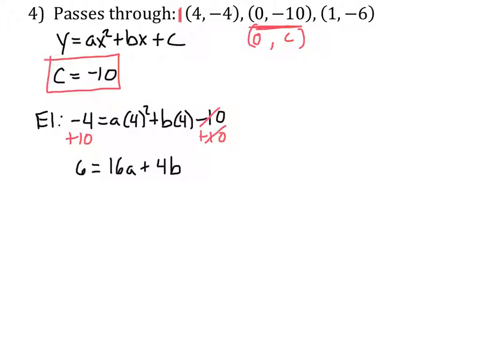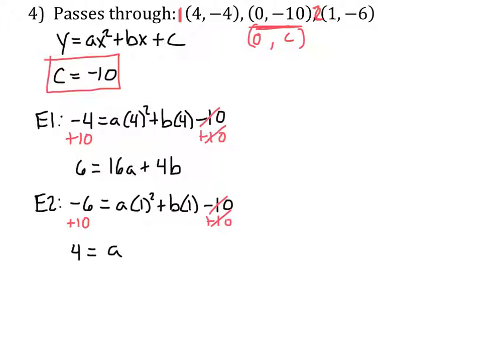All right, well I need to go through and write equation 2. So I'm going to use that second point that I haven't used yet. So I have negative 6 equals a times 1 squared plus b times 1 minus 10. Where am I getting that minus 10 from? That's our C value. I'm plugging that into standard form. So I'm going to add 10 to both sides. So 4 equals a plus b.